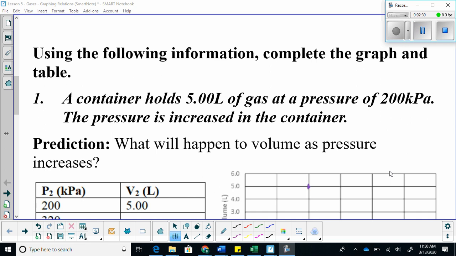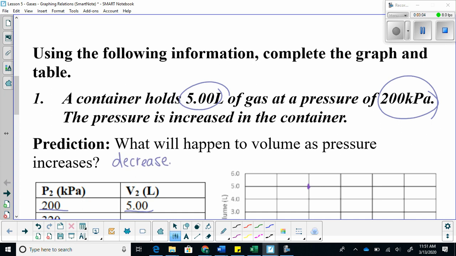Okay, using the following information, complete the graph and the table. A container holds 5 liters of gas at a pressure of 200 kilopascals. This will be defined by the first point on our table, right here. The pressure is increased in the container. Let's make a prediction first. What will happen to volume as pressure increases? Okay, so we predict as a class that it's going to decrease. Let's test out our theory.